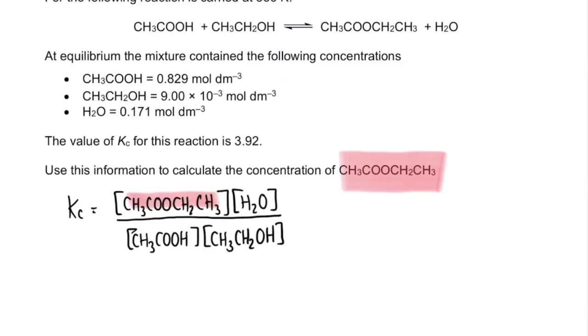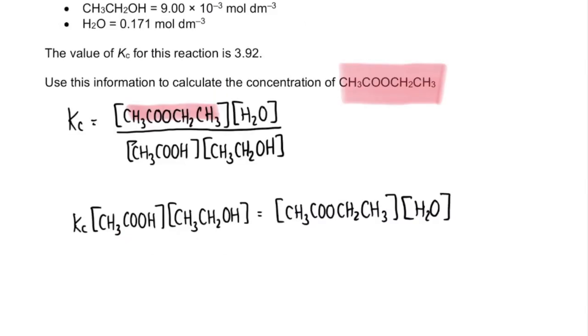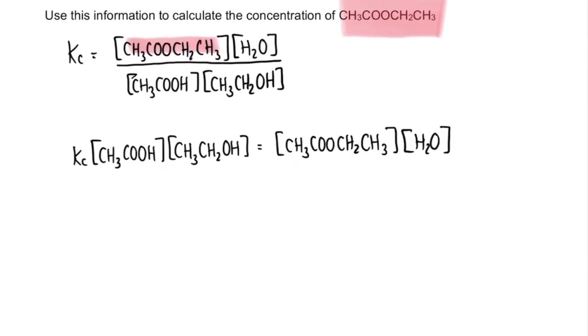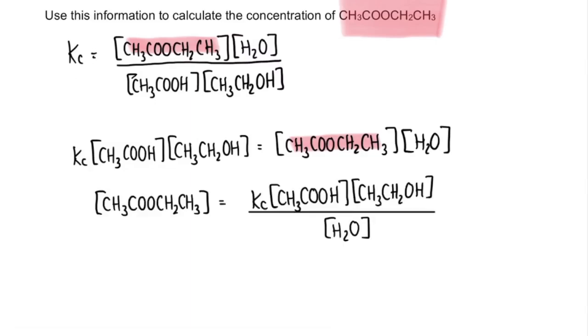The first thing I'm going to do is multiply by all the things on the bottom line to get rid of that bottom line of the fraction. So there I've multiplied by that bottom line, and now I've got no fraction left. What I'm going to do now is I'm trying to keep this one and get it on its own. So I'm now going to divide both sides by the concentration of water. So there you go, I've divided both sides by the concentration of water. Now all I need to do is plug in my numbers.